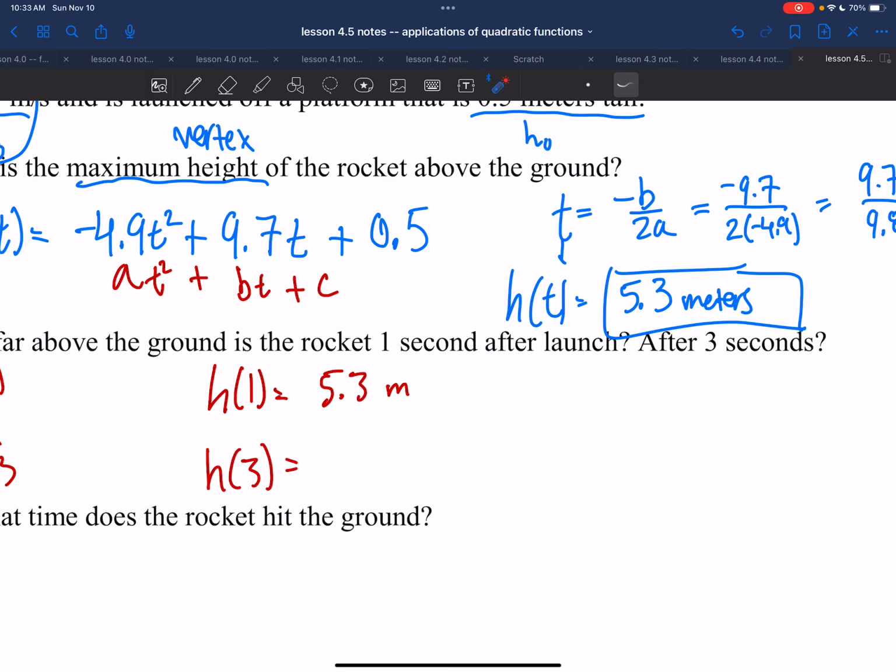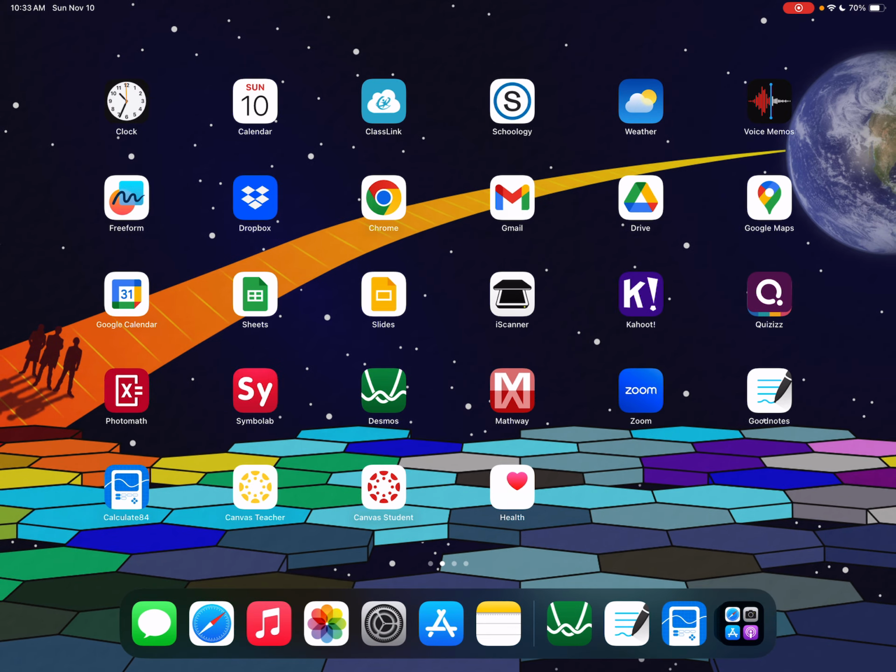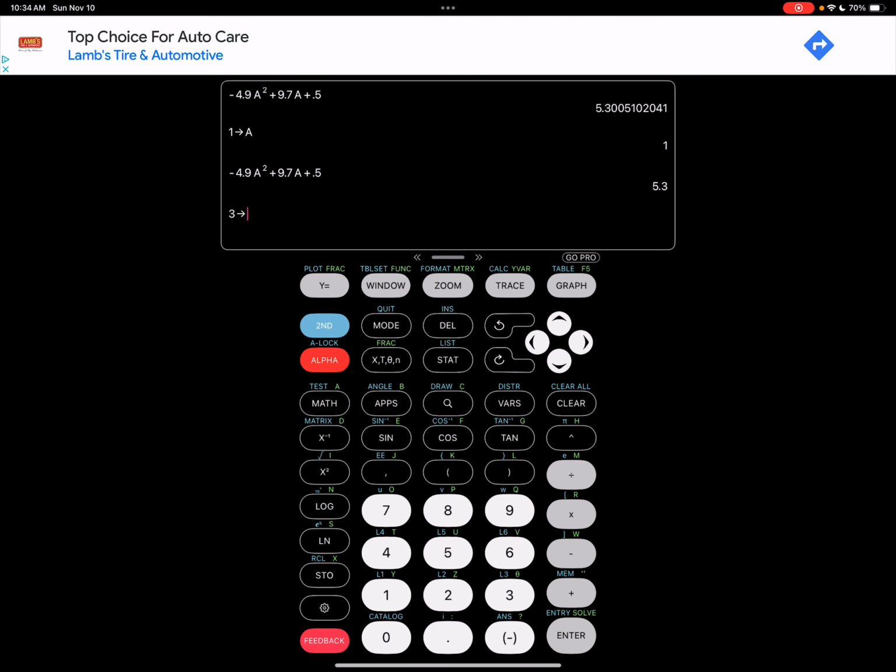Where is it 3 seconds after launch? So I'll go back to my calculator. I say 3 stored for A.